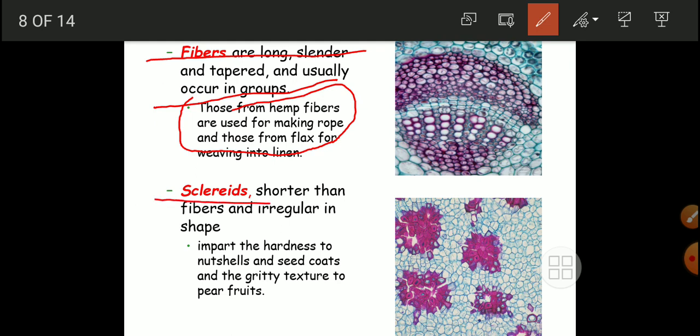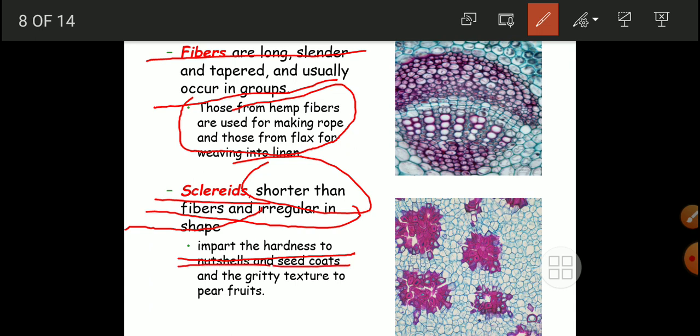In case of sclerites, they are shorter than the fibers, irregular in shape, impart the hardness to the nutshells and seed coats. So you have to keep in mind, आपल्याला माहीत आहे भुईमुगाच्या शेंगा त्याचं नटशेल आहे, त्याच्यामध्ये definitely sclerites are there. Sclerenchymatous tissue.